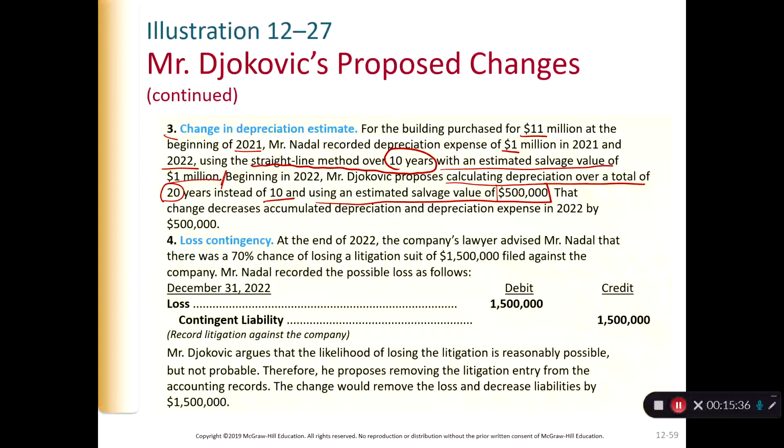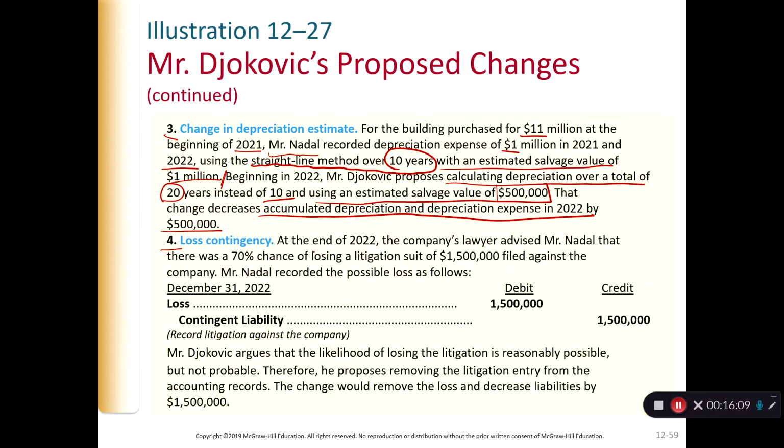So in other words, Mr. Djokovic extending the useful year of that machine, right, from 10 years to 20 years, and Mr. Nadal only think that machine is useful for 10 years, and Djokovic say, wow, it can be used for 20 years, and salvage value is actually lower. This changes decreased accumulated depreciation expenses in 2022 by 500,000, right? And loss of contingency is the fourth item Mr. Djokovic trying to propose to change.